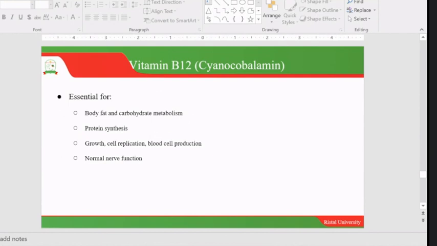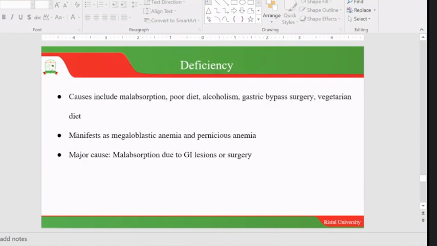This is essential for body fat and carbohydrate metabolism and protein synthesis. And when you talk of protein synthesis, we are still looking at cell replication, blood cell production, and normal nerve function. Most of these B group vitamins are key in the actions of the central nervous system and the peripheral nervous system. The causes of cyanocobalamin, or vitamin B12, deficiency include malabsorption, poor diet, and alcoholism, and it manifests as megaloblastic anemia and pernicious anemia, and those will be asked to you.